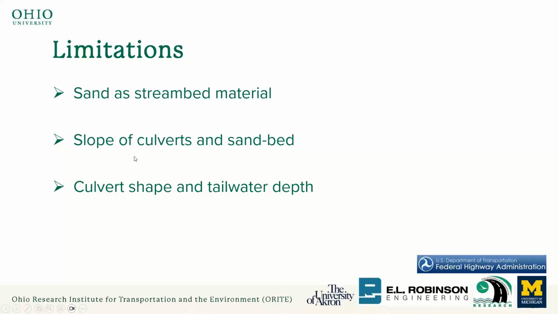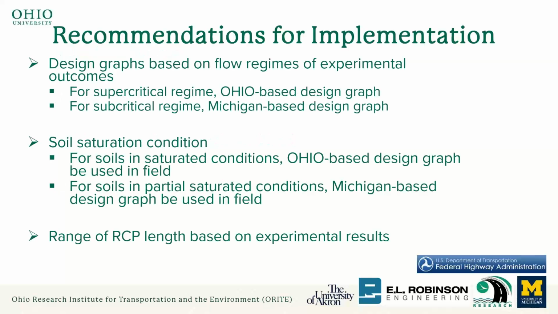And the slope of the culvert or the actual stream bed might have an effect, but all our experiments were at level, zero slope. Also, we only tested circular culverts. We didn't test other shapes like box culverts or arch culverts. That's outside the scope of this project. And also tailwater depth, right? That can also affect the flow regime at the outlet. So those are some of the recommendations.